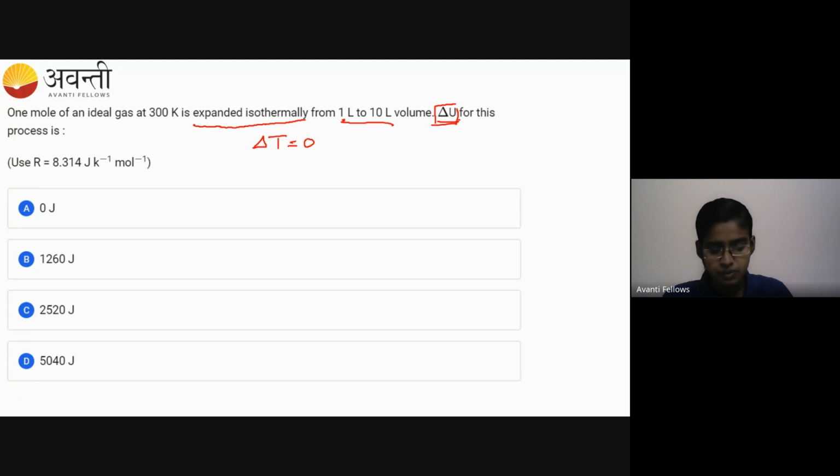Just before, on the last slide in heat capacity, we have seen one relation, right? Delta U is equal to n Cv delta T. So this was the relation we discussed at last. Now here delta T is equal to 0 because the temperature is constant.